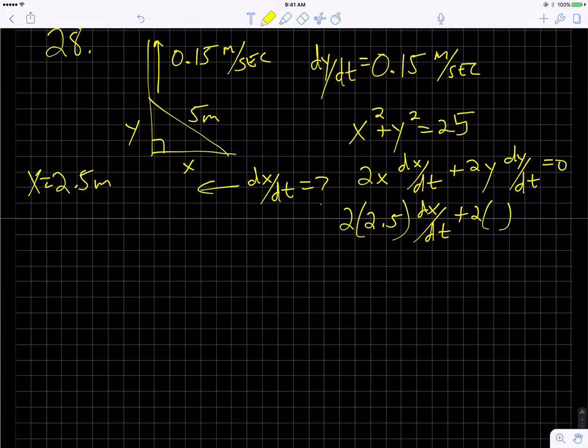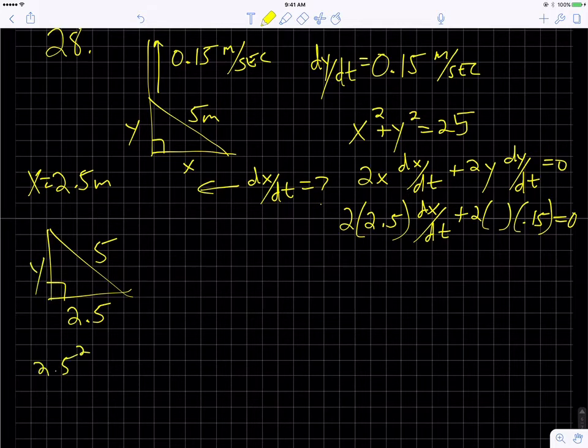I don't know my y yet, but we can find it. I know my dy dt is 0.15. How do I find my y? Well, I've got a right triangle now. I know that that's 5, and I know that that's 2.5. So I can do Pythagorean theorem. So that's y. So I've got 2.5 squared plus y squared equals 5 squared. 2.5 squared is 6.25 plus y squared equals 25.